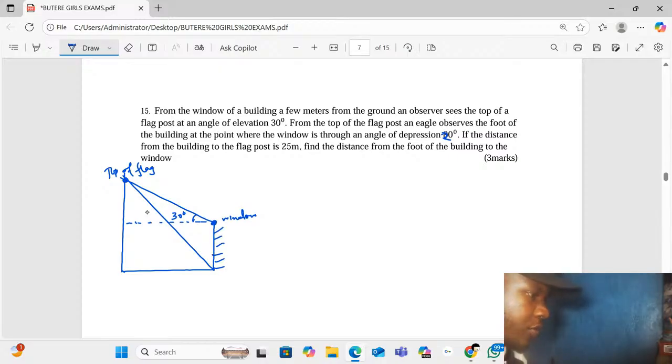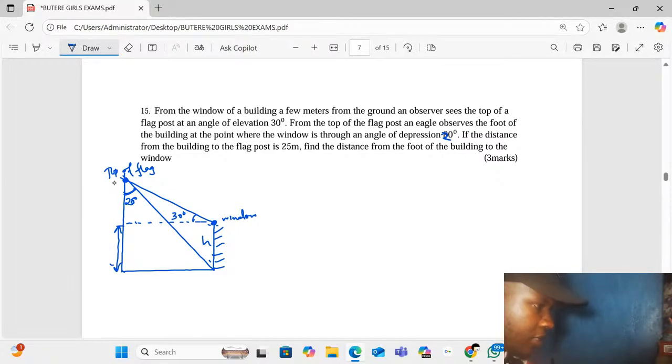We can see the bottom at an angle of depression, which is 20 degrees. That is the angle of depression. Now they're asking you to find the distance from the foot of the building to the window. This distance from here to here, we can call it small h, because it's the same from here to here.